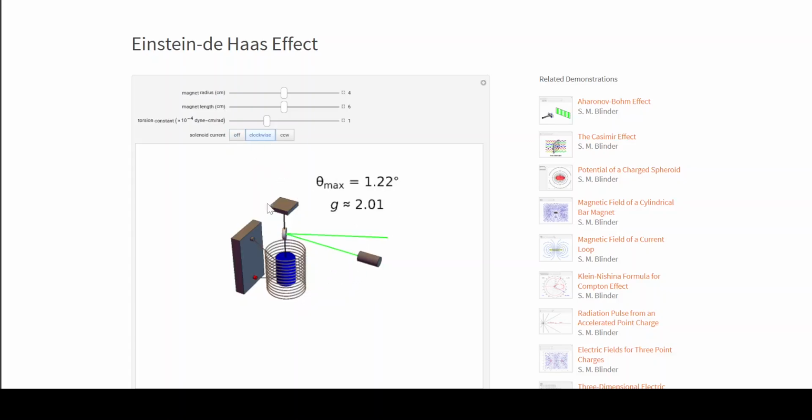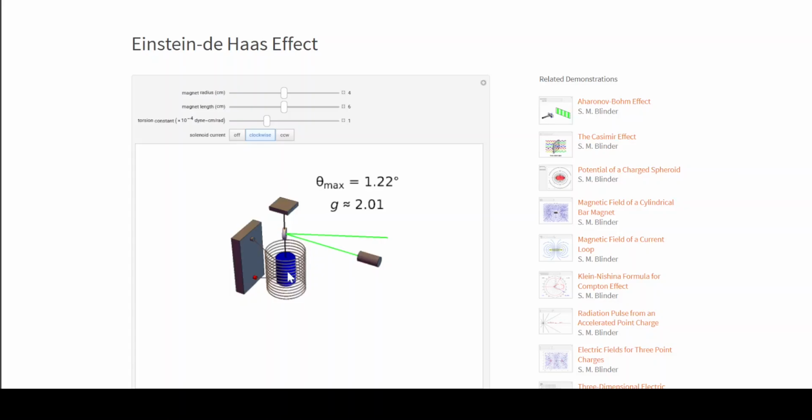But as soon as we switch on the solenoidal current in the clockwise direction, you can see the laser beam is reflected at an angle of theta max equal to 1.22 degrees. So we have calculated the value of the Landé factor from the formula derived earlier as 2.01. This theta max angle is proof that this particular rod is rotated.